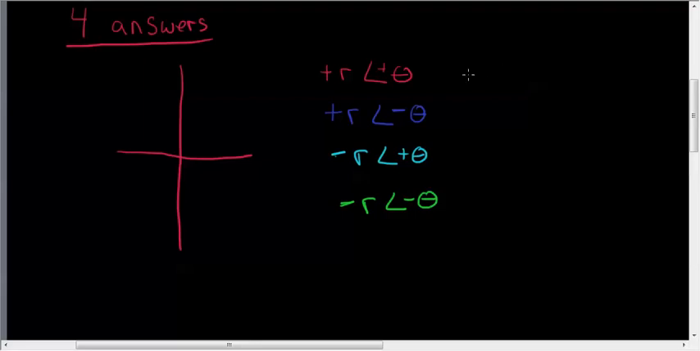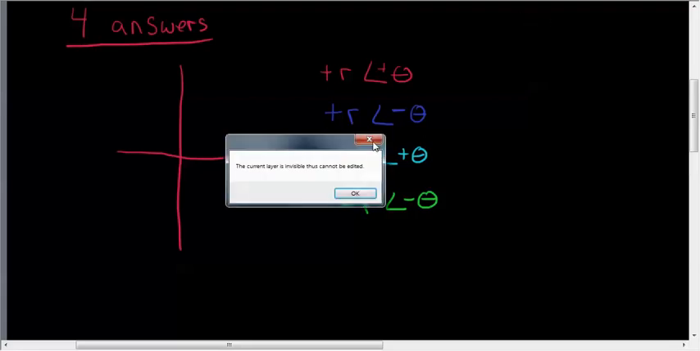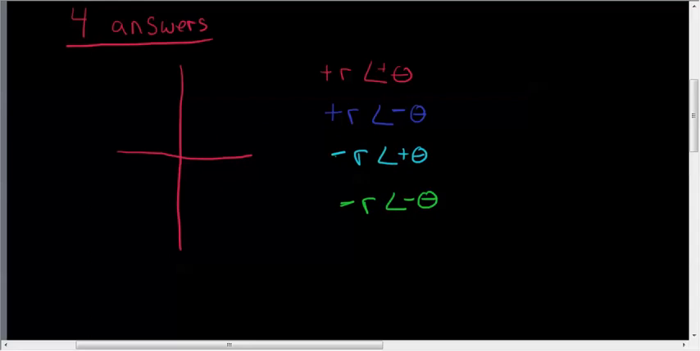So suppose I just had, let's do something strange. Suppose I had negative 4 at an angle of 45 degrees. And I was asked for the 4 polar forms. Well, what they're asking you for is a positive radius at a positive angle, a positive radius at a negative angle, a negative radius at a positive angle, and a negative radius at a negative angle.